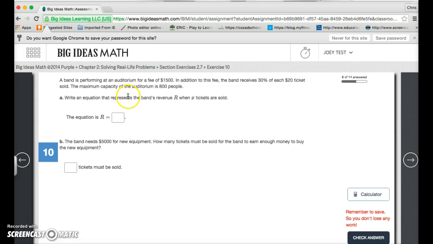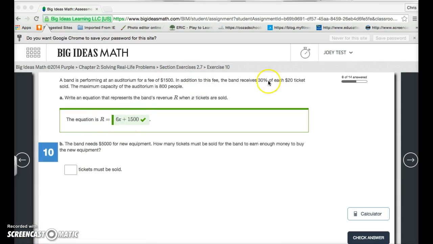Okay, a band is performing at an auditorium for a fee of $1,500. In addition to this fee, the band receives 30% of each $20 ticket sold. The maximum capacity of the auditorium is 800 people. Write an equation that represents the band's revenue R when x tickets are sold. This one's kind of tough. How we solved this was we took 20 times 0.3 to get 6. That's how much we make per ticket, and we added on the $1,500 that the band is getting as a fee, and that will tell me how much my entire revenue is.